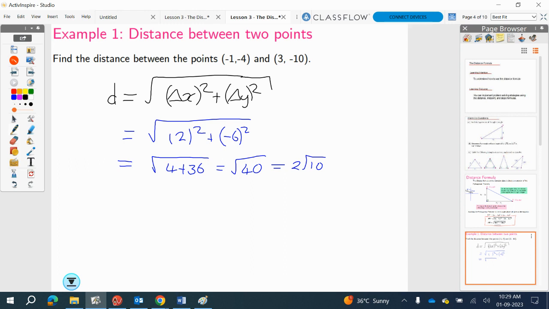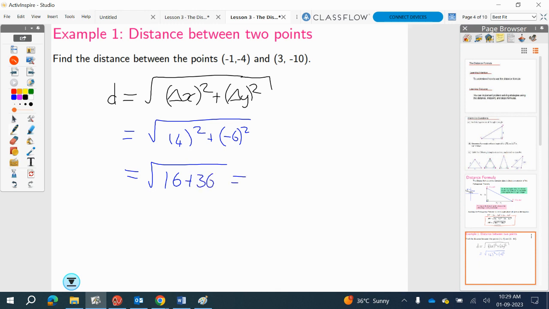What was the triangle supposed to be in the first one? The difference is 4. Oh, the difference is 4. I didn't make a mistake. I see it. I'm still making mistakes. This is 4. Sorry. I was right first time. This is going to be 16 plus 36, which is 52. What's that in simplest form?